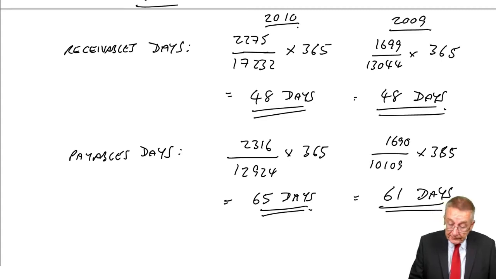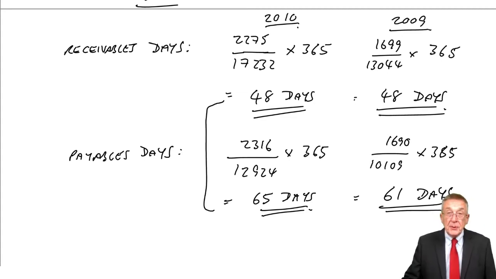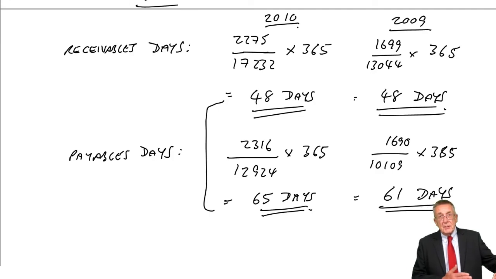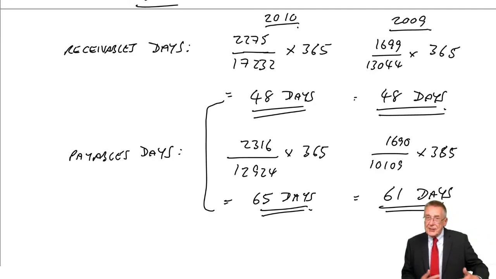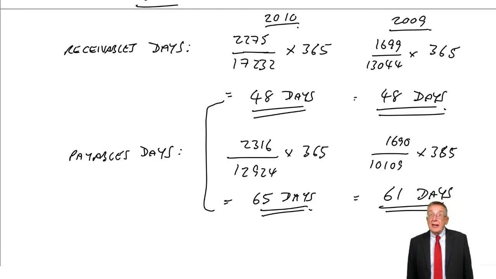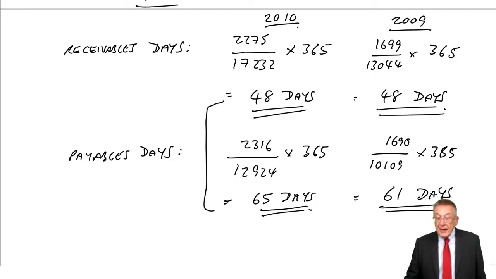And also, it's useful to compare those two, because surely any business would want to collect money from its customers at least as quickly as they're paying their suppliers, which here they are. They're taking 65 days to pay suppliers. They're collecting money from customers in 48 days.